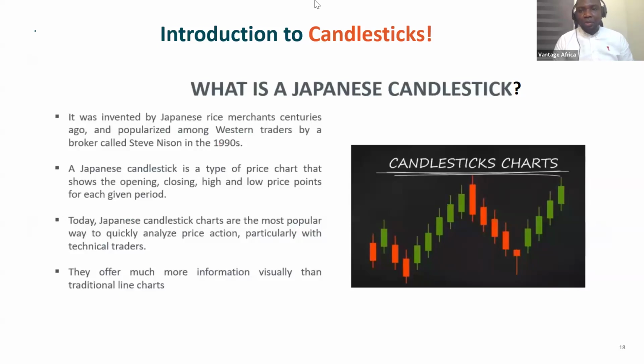Good evening, everyone. Today we're going to be talking about candlesticks, understanding the Japanese candlesticks. This is the first part of the class because it's a beginner class. So we're going to be going through the first part of the class during the course of this session, so that we'll start to understand candlestick patterns.